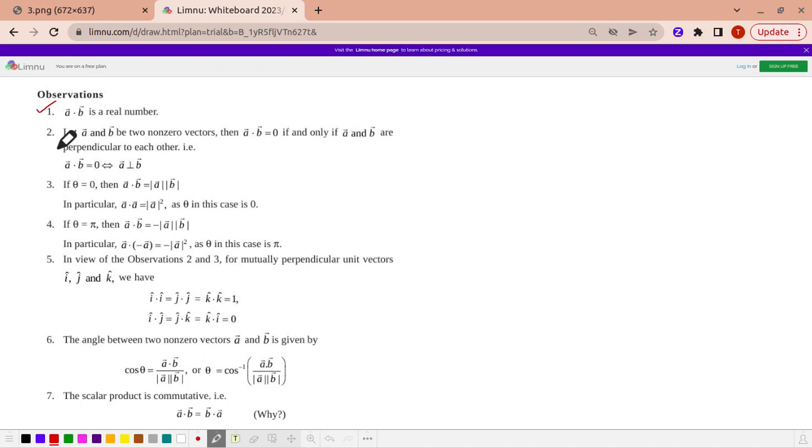Now the point 2 is: let A and B be two non-zero vectors and A dot B equal to 0. Before completing the statement in point number 2, let us understand what will happen if A dot B equal to 0. That means A vector dot B vector is equal to 0. So we know A dot B equals mod A into mod B into cos theta, that is equal to 0.